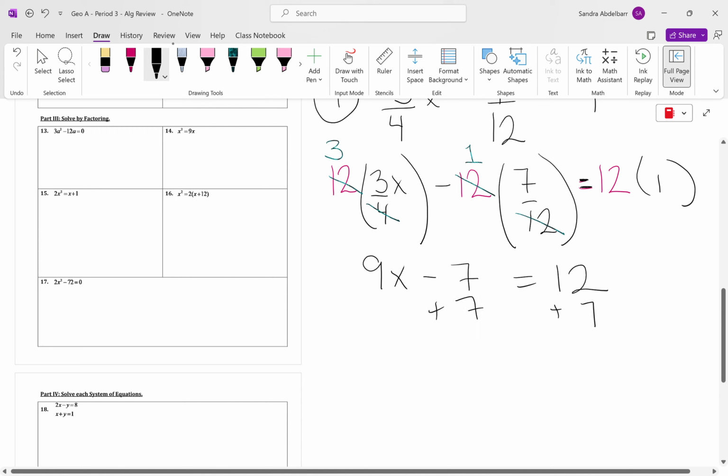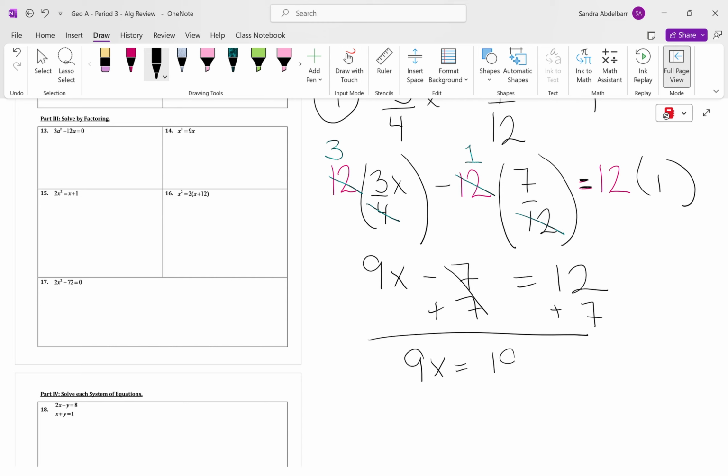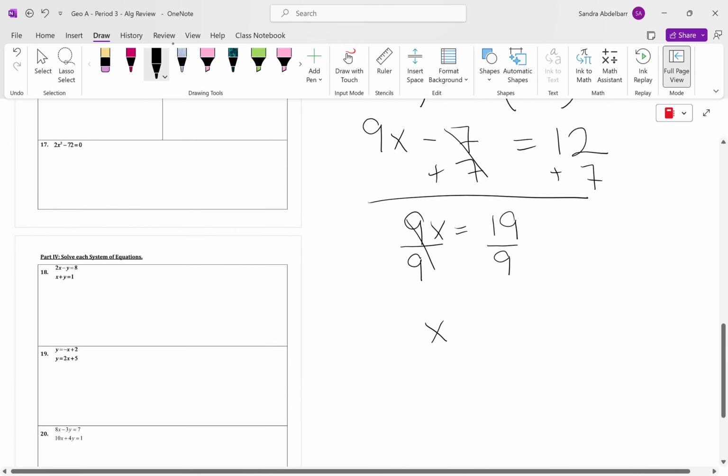We're going to add 7 on both sides. So we're going to now have 9x is equal to 19. Divide by 9 on both sides. And we have x is equal to 19 over 9.